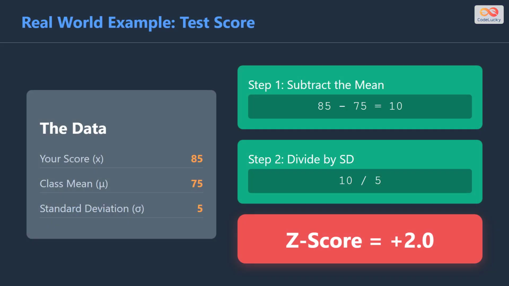Let's look at a real-world example. Imagine you scored 85 on a test. The class average was 75, and the standard deviation was 5. First, we find the difference. 85 minus 75 is 10. Then, we divide that 10 by the standard deviation of 5. The result is a z-score of positive 2.